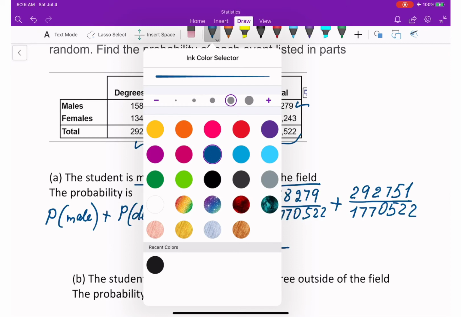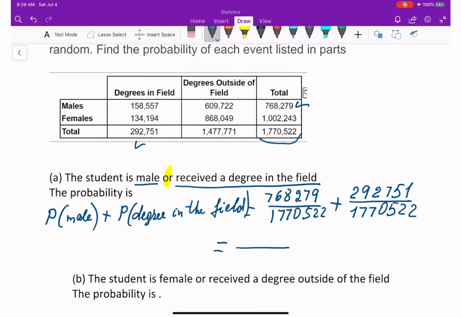Let me use this one. So male total 768. So I'm going to circle like this, the whole entire row. Degree in the field, I'm going to circle like this. So what do we get here? Interesting. Male and degree in the field, it's duplicating itself in this probability and this probability.